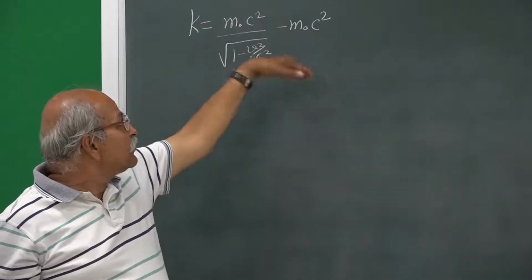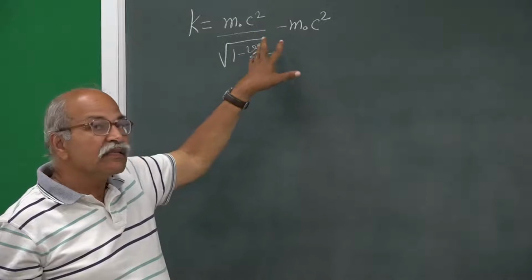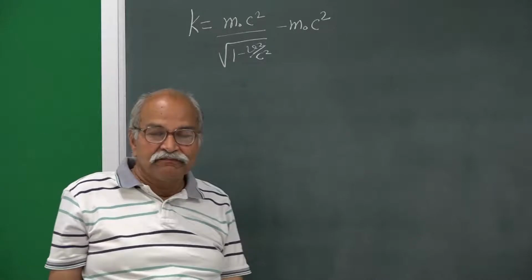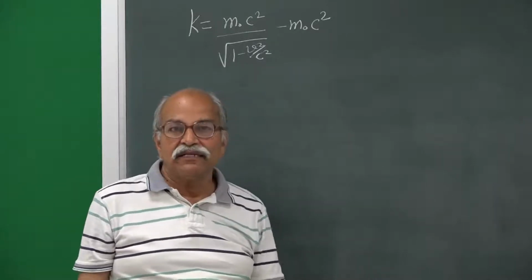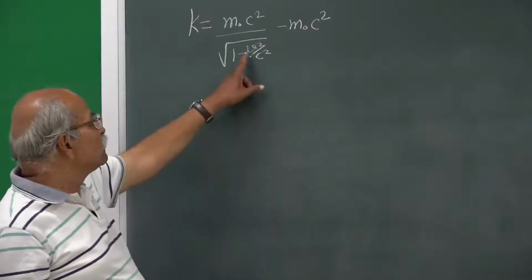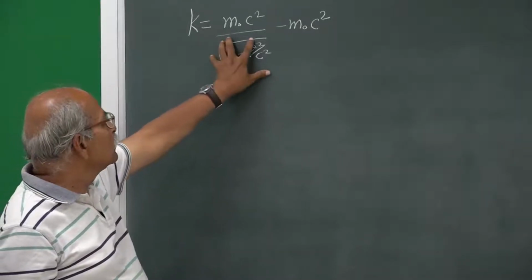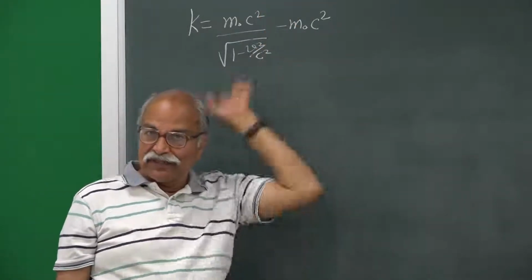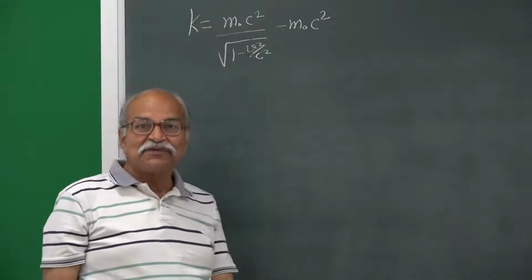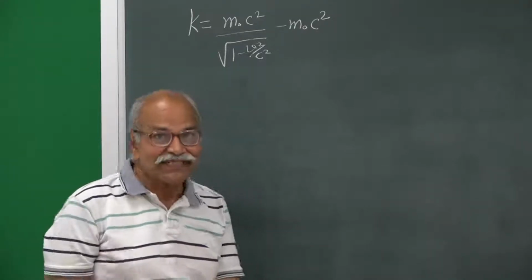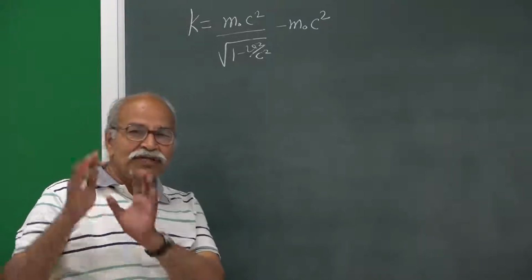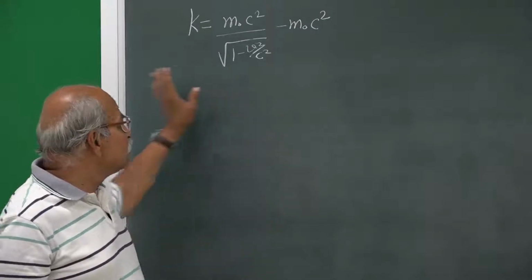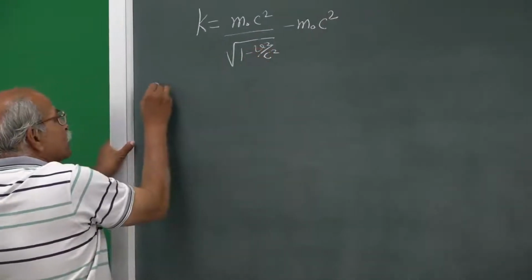Now, what happens if the speed of the particle is small as compared to c? If v is 0, the particle is not moving, kinetic energy should be 0. So, if you put v equal to 0, then this is 1 and m naught c square minus m naught c square is 0. So, at v equal to 0, this equation is fine. But for small non-zero speeds, I should get our familiar expression half m naught v square. So, let us see what happens if v is very small as compared to c.